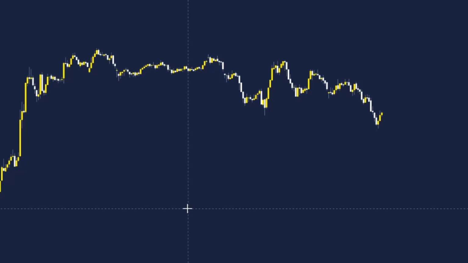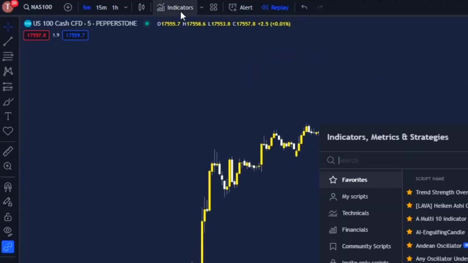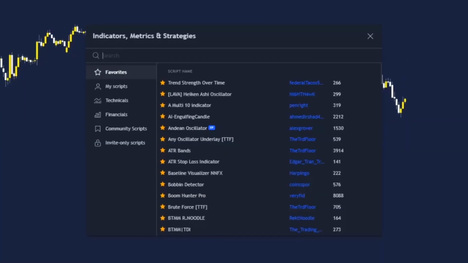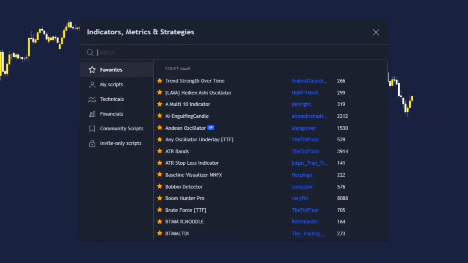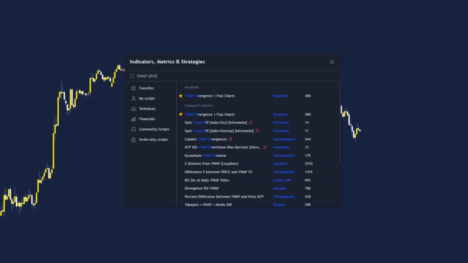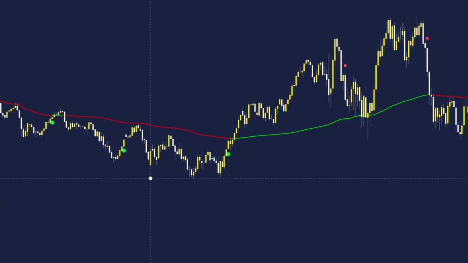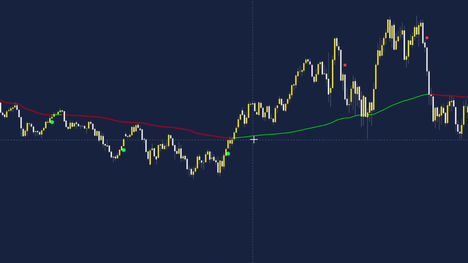So step one for this is to make sure you're on TradingView. From here, click on the indicators tab at the top left of the screen. This is where we will be finding both indicators we are using today. For the first indicator, type in VWAP Divergence, and it's this free VWAP indicator here by Flux Charts. Once added to the chart, double click to enter its settings.